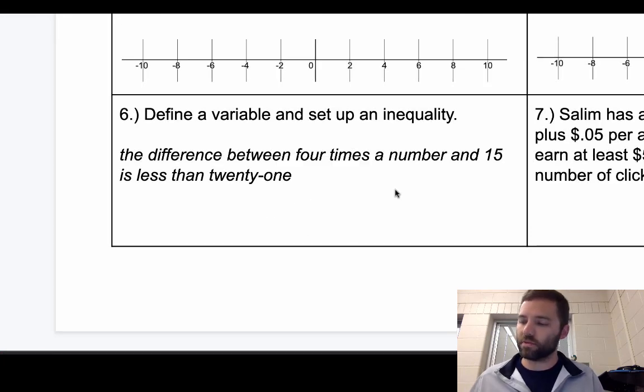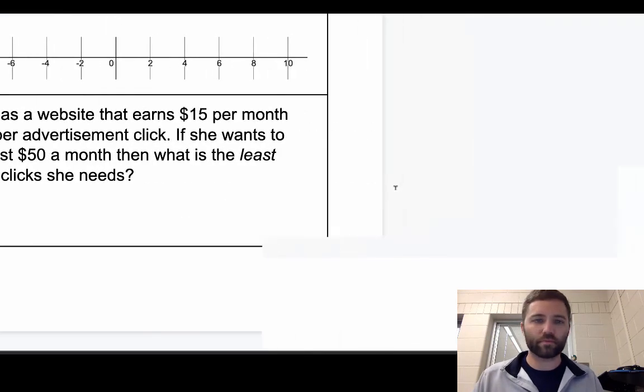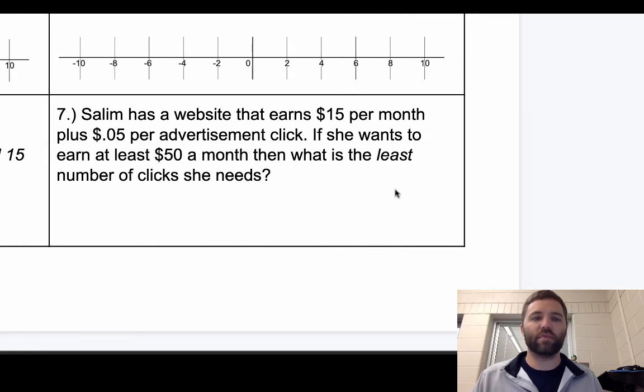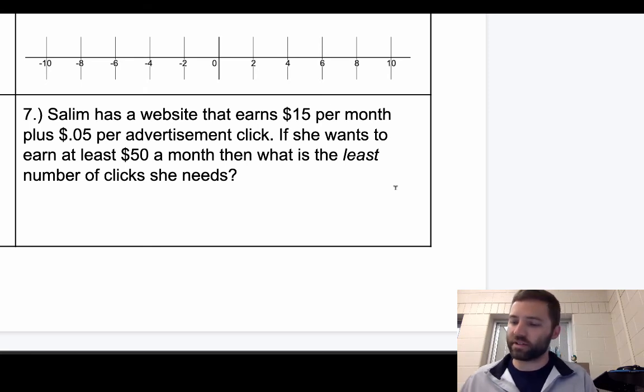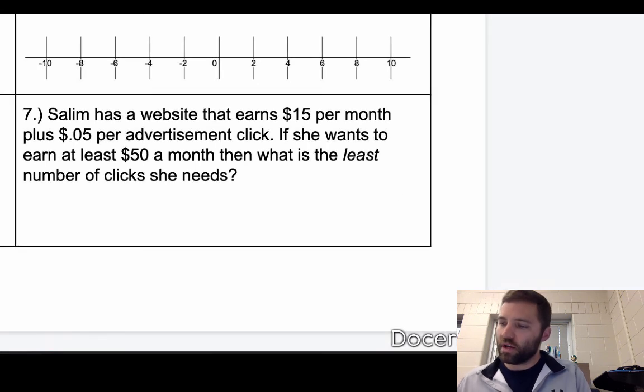So let's do the last problem here. Salem has a website that earns $15 per month plus 5 cents per advertisement click. If she wants to earn at least $50 a month, then what is the least number of clicks that she needs? So what we want is she gets 5 cents per click. Okay, so every click, that's going to be our x, okay, the number of clicks.